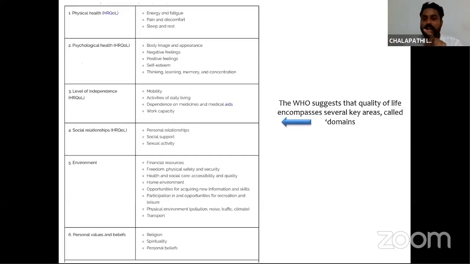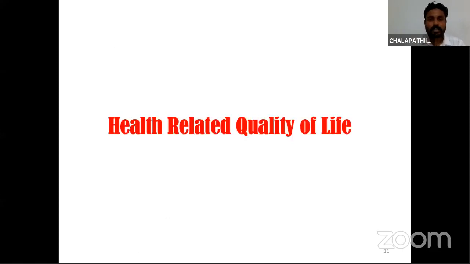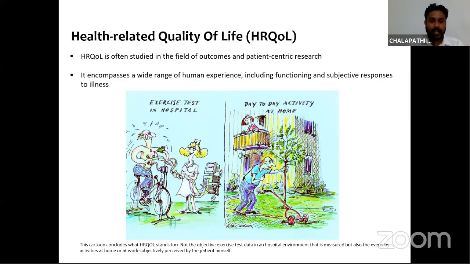But when you look into HRQL, health related quality of life, there are only a few aspects which we majorly take. One is physical health, the second is psychological health. Third is the level of dependence, how much he is dependent on others, and how socially well he is. These are the major aspects we take in HRQOL. I'm not talking much about all these things, and you can just skip this.